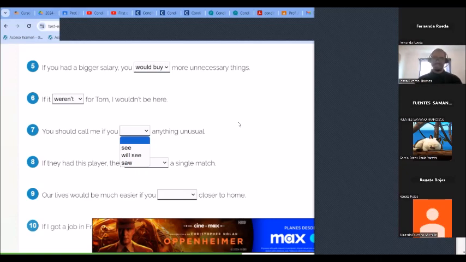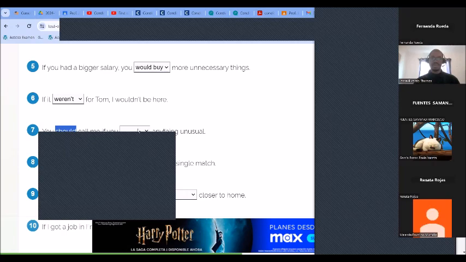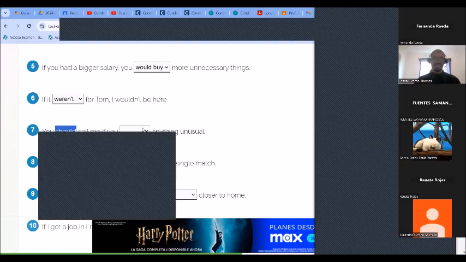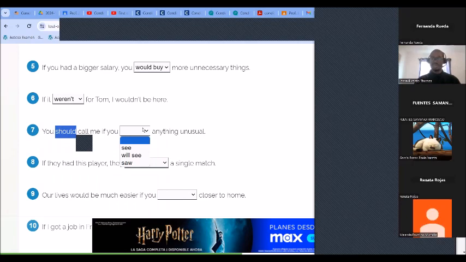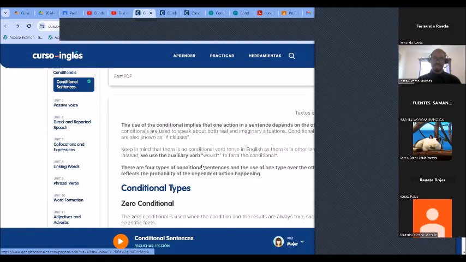You should call me if you will see anything unusual. All right. Be careful. If we start with the result clause here, that means we're using a modal here. If goes with a verb form. It's either going to be present simple or past simple. Should looks like a past form. It's a suggestion, so we can use it for the first conditional. If you see anything unusual, you should call me. All right? That's this section.